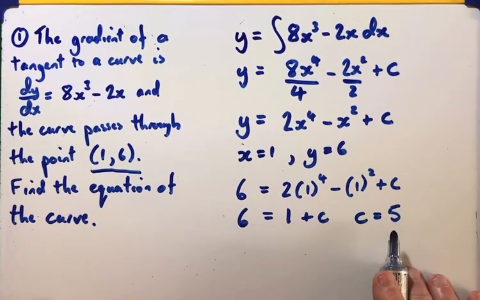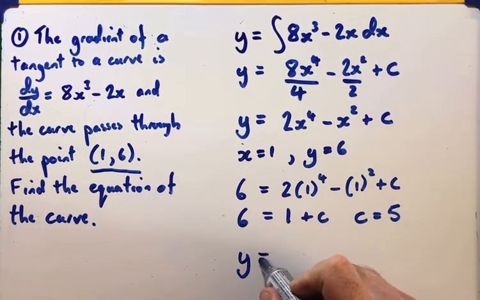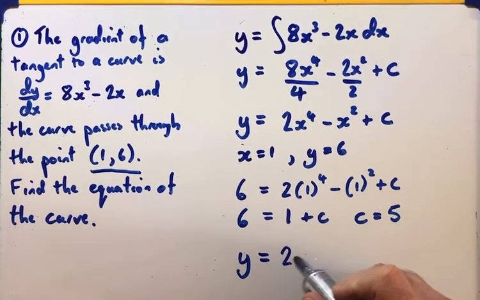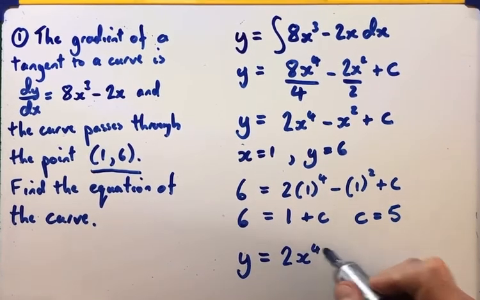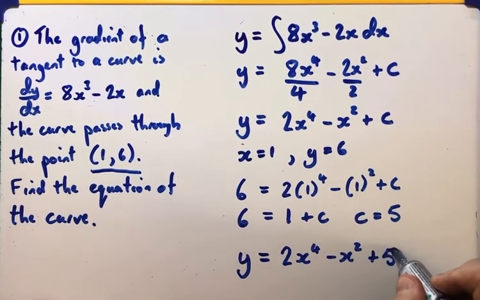Now we know what the constant is, we can put it back in here. So the equation that we did start with was 2x to the power 4 minus x squared plus 5. And that would be the answer to that one.